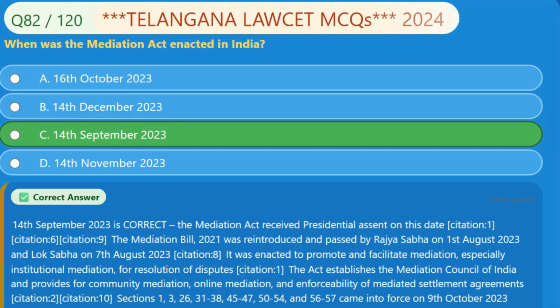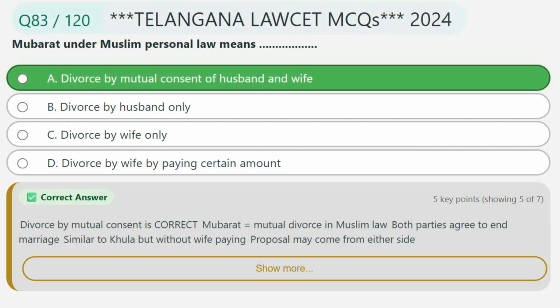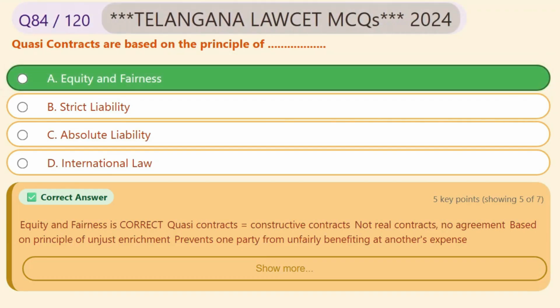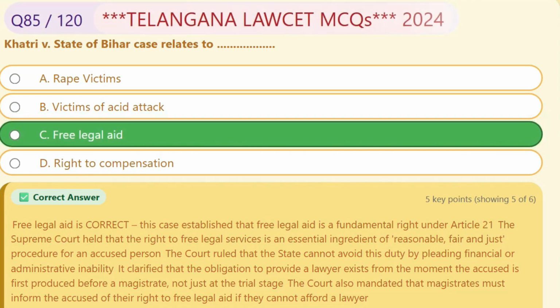When was the Mediation Act enacted in India? September 14, 2023. Mubarat under Muslim personal law means divorce by mutual consent of husband and wife. Quasi-contracts are based on the principle of equity and fairness. Khatri v. State of Bihar case relates to free legal aid.